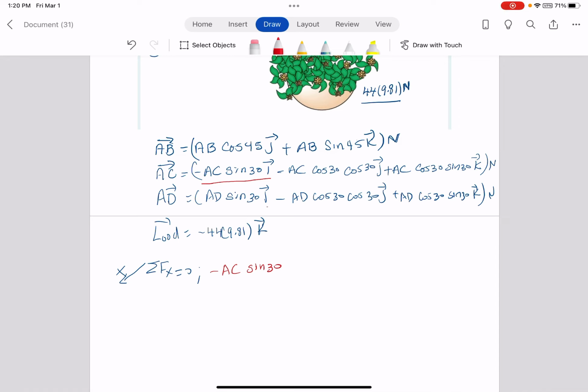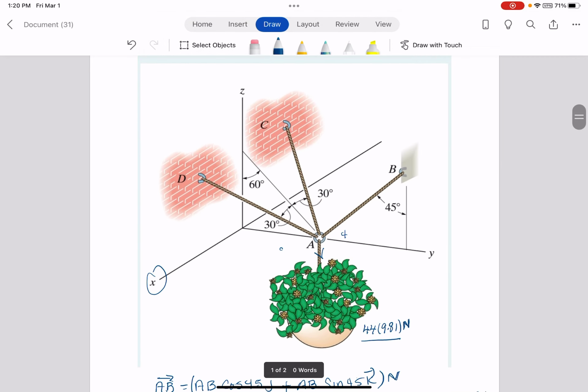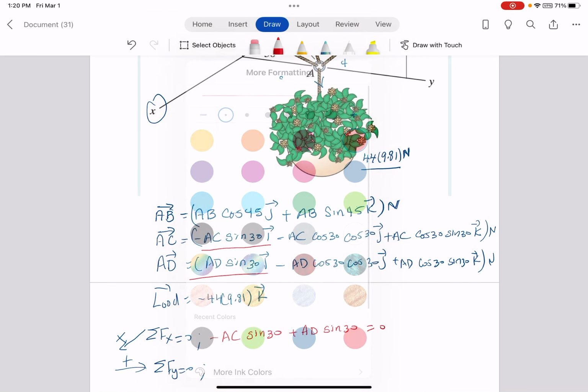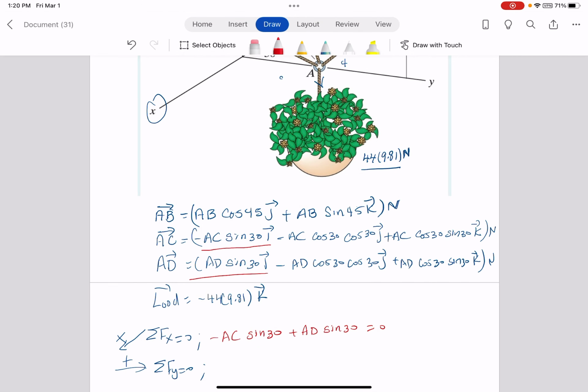There is this one in the AD in the I plus AD equal to 0. Let's do summation of forces at x, at y now. What is the direction of the y? Okay, so this one, positive.